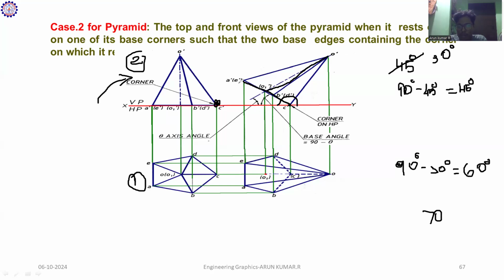Okay. Now you have to join all the corners like A dash, C dash with O dash. B dash, D dash also you have to join with O dash. C dash also you have to join with O dash.